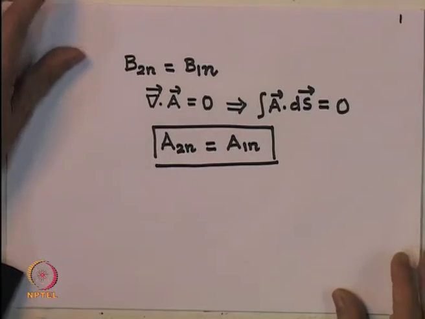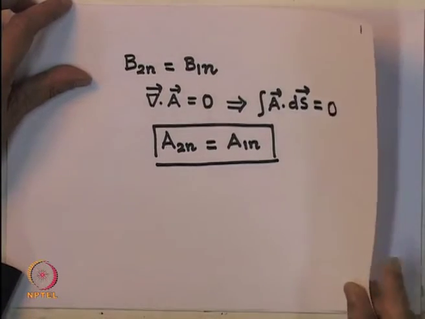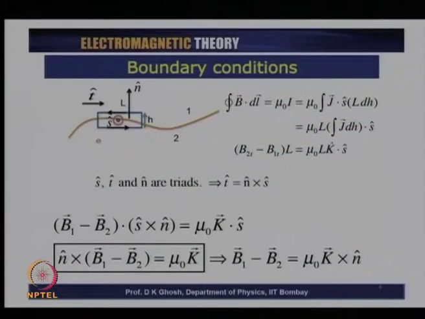Having disposed of the normal component, let us look at what happens to the tangential component. This is a little tricky, and so let us refer to this picture here. So, this is my interface between medium 1 and medium 2, and I am looking at what is the boundary condition first for the magnetic field of induction B. And so, what I do is this: I take an Amperian loop.